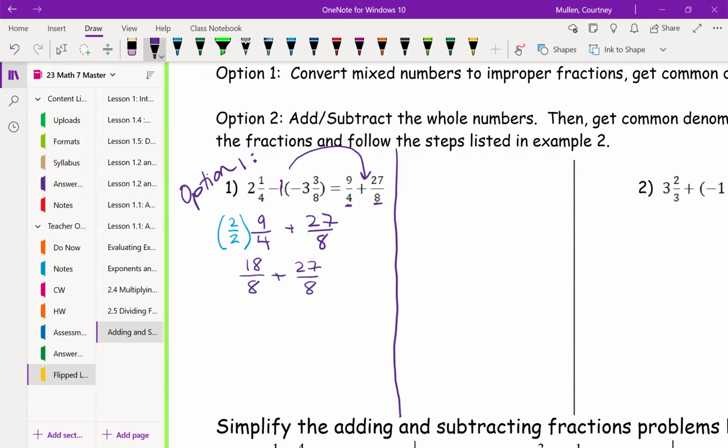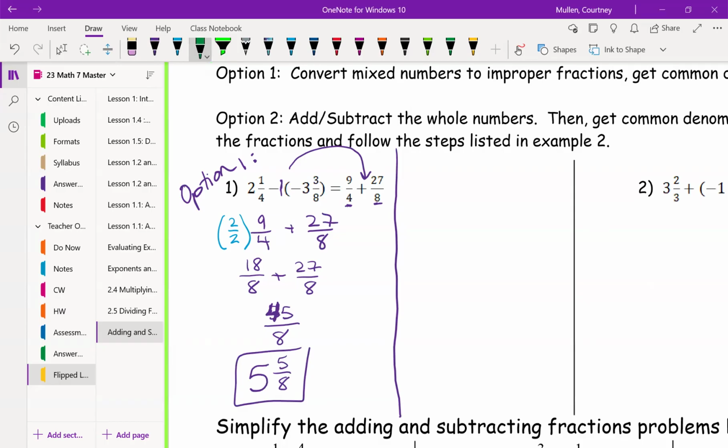They're the same sign, so we're going to add 18 plus 27, 35. Keep the denominator. Oops, not 35, 45. Sorry about that. And now convert it to a mixed number. How many times does 8 go into 45? Well, 5 times 8 is 45. Nope, 5 times 8 is 40. That's 5 away from 45, and we keep the denominator.